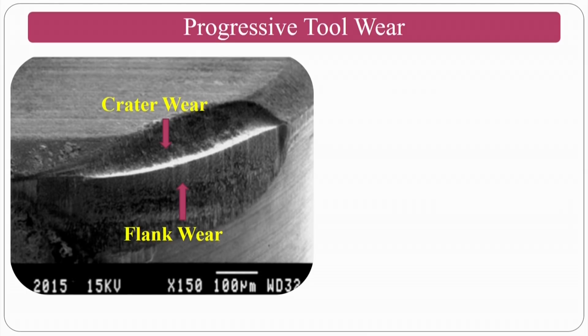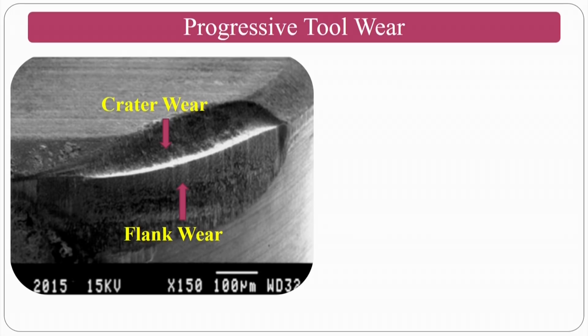Besides progressive tool wear, there is another kind called catastrophic tool wear, which I am not discussing here. Catastrophic tool wear is normally sudden breakage, and it happens basically in brittle and ceramic materials. The gradual or progressive tool wear takes place in other materials like HSS, carbide tools and so on.